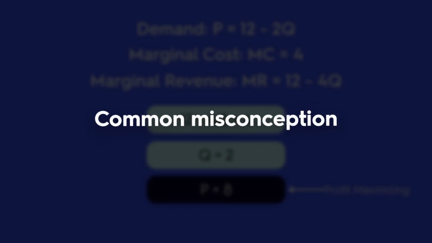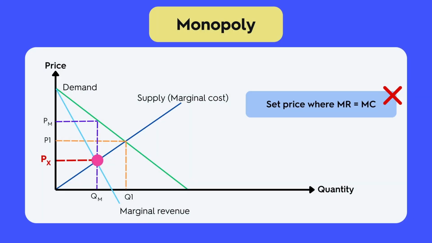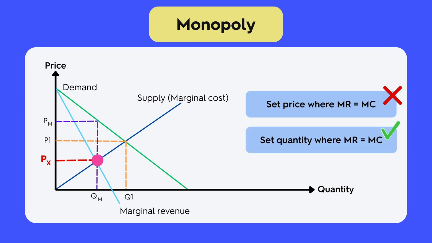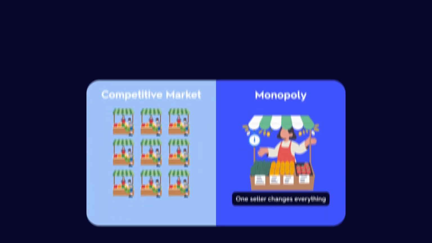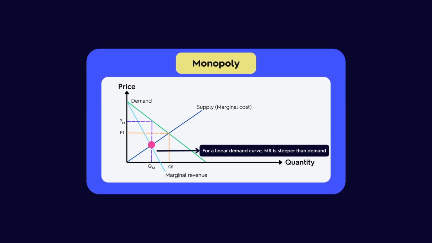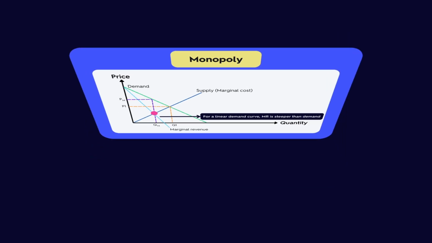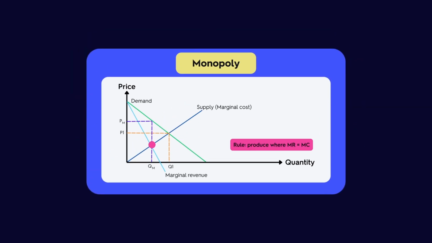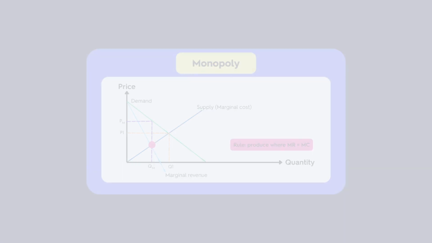Here is a common mistake. The monopolist does not choose the price where marginal revenue equals marginal cost. It chooses the quantity where those curves meet, then moves up to the demand curve to find the price. So far, we have covered what makes a monopoly different, why marginal revenue sits below demand, and how the rule marginal revenue equals marginal cost gives the profit maximizing quantity.